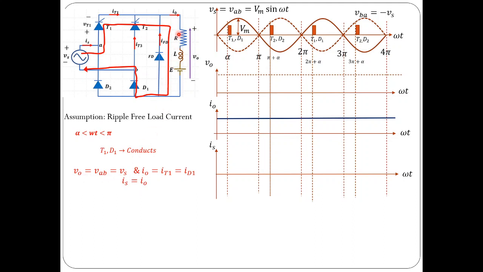And coming to the load current, that is I0, which is equal to IT1, that is also equal to ID1. So source current is the same as thyristor current, the same as load current, the same as diode current. So all these currents are equal. And T2 and D2 are not conducting.